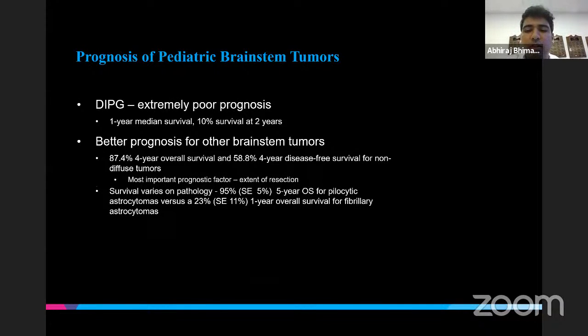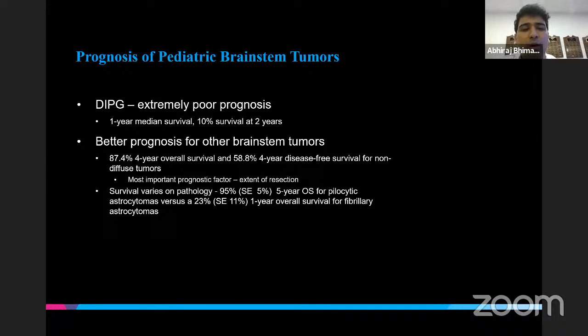All right. So just a brief slide about prognosis. As many of you are aware, diffuse intrinsic pontine gliomas are the ones that have an extremely poor prognosis. One year survival is less than 10 to 20%, and a 2-year survival for these kiddos is basically 10%. So there's still a lot of research going on in terms of molecular treatment with the histone markers that these tumors present.